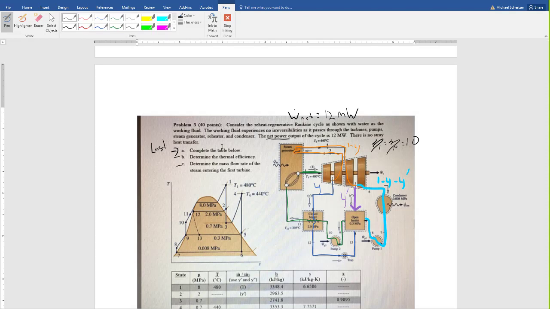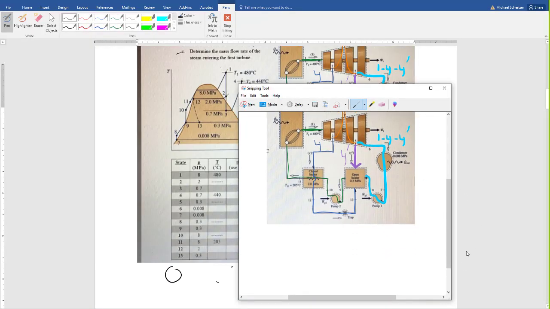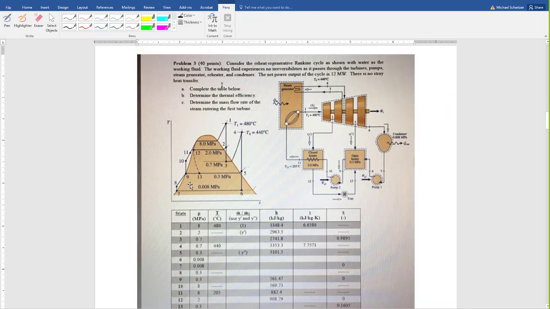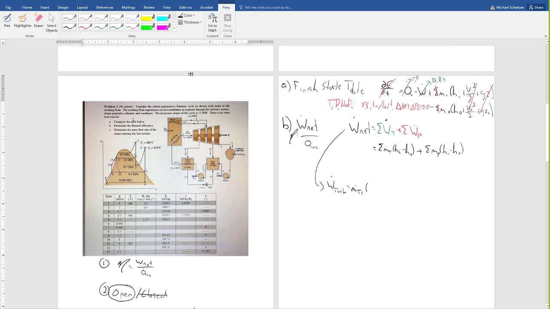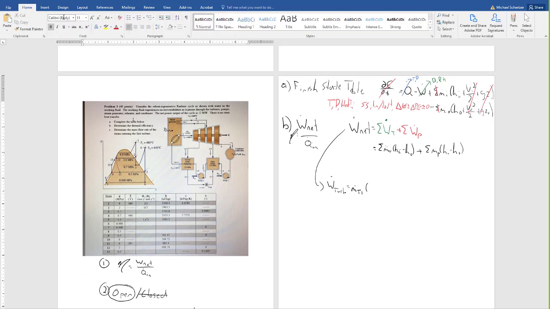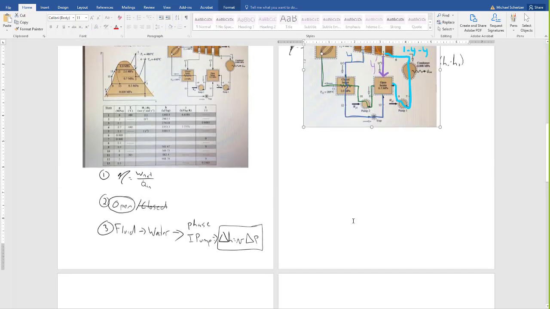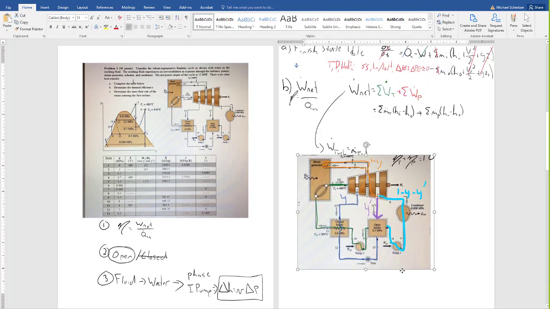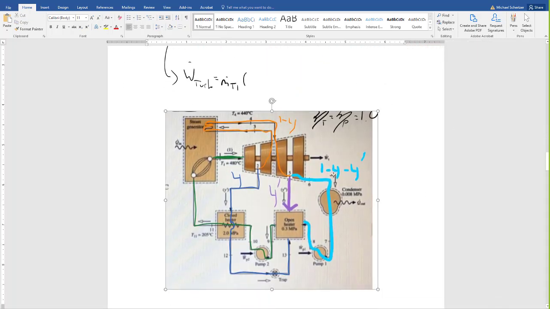Oh, it's coming up behind my Zoom window. Super exciting, I know. Because, and the reason I want this here, I want to be able to see what the state numbers are, but I also want to see what the mass flow rates are.